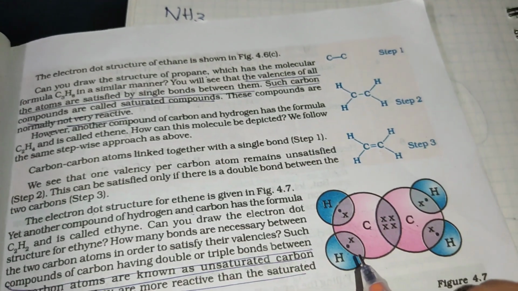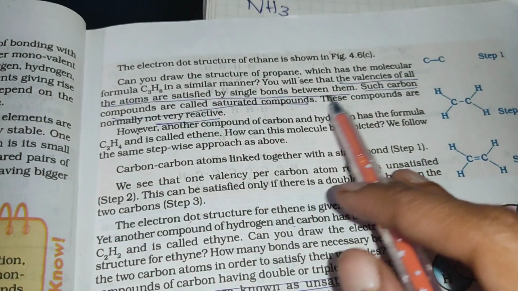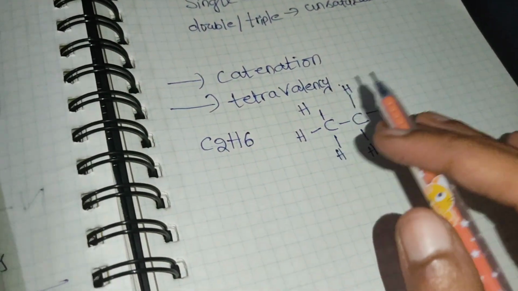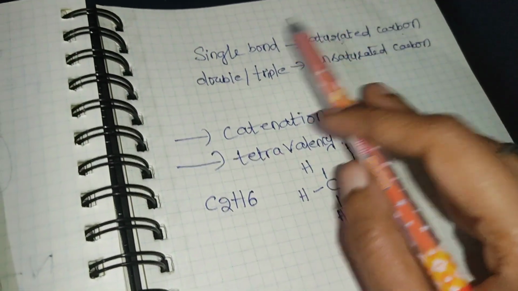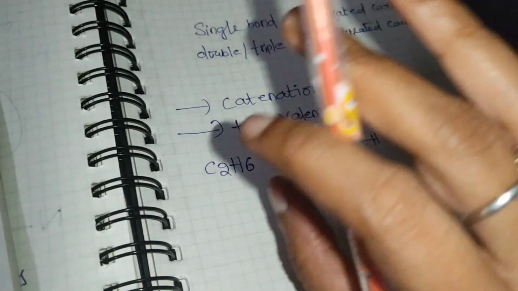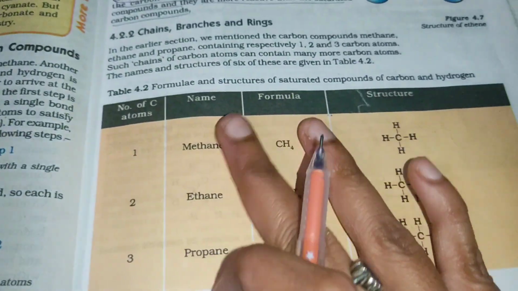This is C2H4, I will explain this next. You will see the valencies of all atoms are satisfied by single bonds only. Such compounds, where only a single bond is present, are saturated carbon compounds. Saturated carbon compounds are normally not that reactive. And we will see the chain structure first.